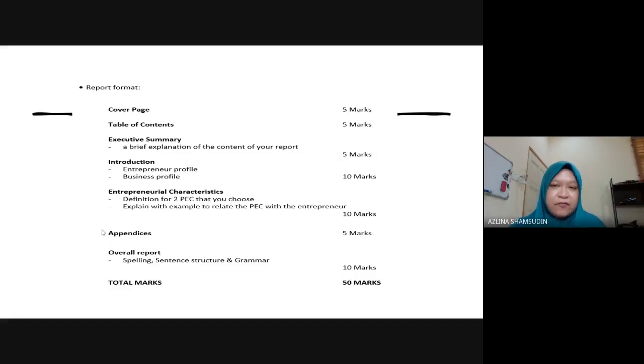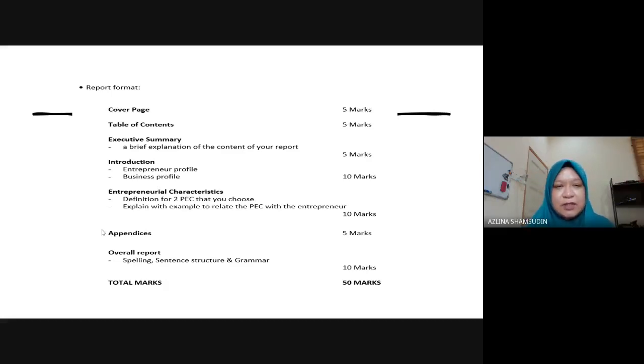This is the format for the first assignment, okay? Of course, you're gonna have to do the cover page, yang biasalah, standard assignment, 5 marks. Table of contents pun 5 marks juga. Table of content ni is the list of the content that you have in the assignment tu, okay? So you have to list everything, and don't forget to include the page number. Sometimes student lupa nak letakkan page number, dia just naraikan sahaja, okay? So you have to include the page number in the table of content. Kalau you tak masukkan page number, saya tolak sikit lah markah tu, okay?